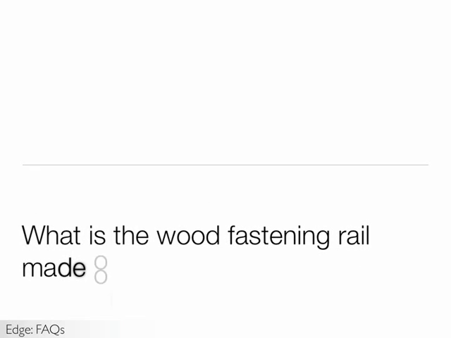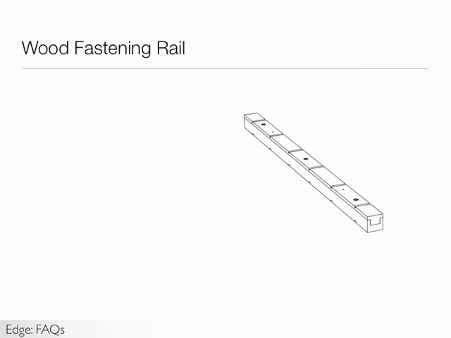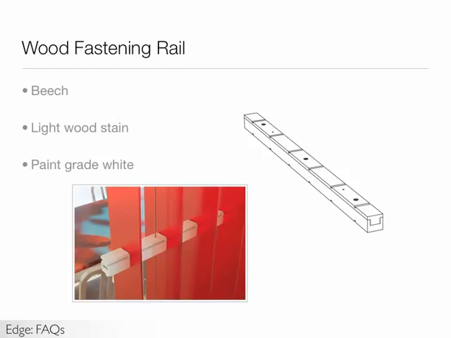What is the wood fastening rail made of? As explained in the Edge sales pitch, the wood fastening rail is made of beech, and it's available in 2 finishes, a light wood stain or a paint grade white. The rail can then be painted in the field to match the exact paint of the wall.